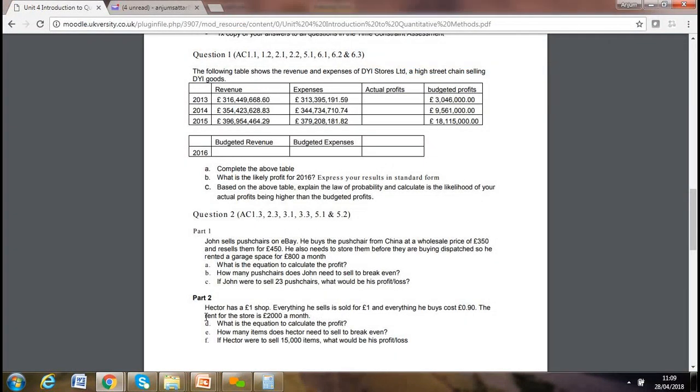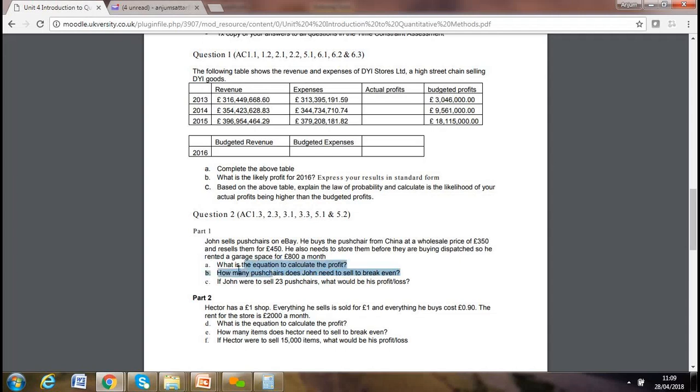And the break even, we know the formula: fixed cost divided by contribution. Fixed cost we have is 800, and contribution per unit is 100. So if we sell 8 units, we will be at break even. Are you getting me?